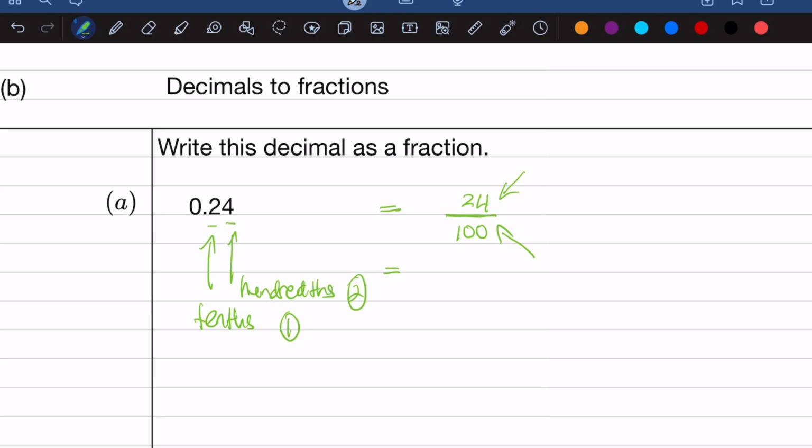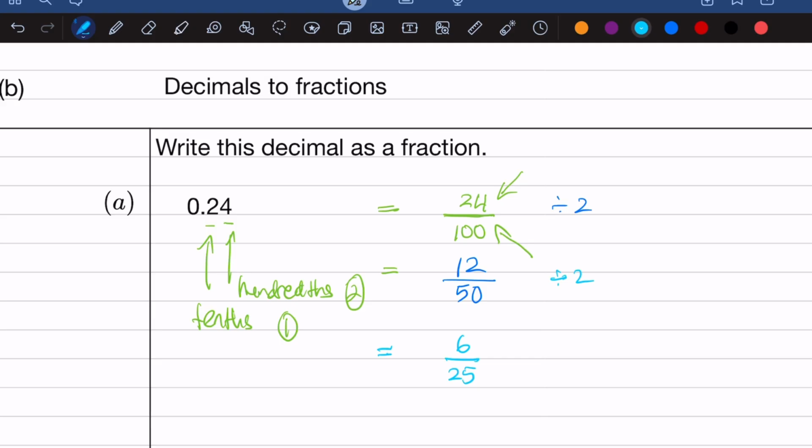You can start by dividing 24 and 100 by 2. 2 into 24 is 12, 2 into 100 is 50. It looks like our 12 and 50 are still divisible by 2. So let's have a look. 2 into 12 gives 6, and 2 into 50 gives 25. It looks like our numbers don't have a common factor anymore.